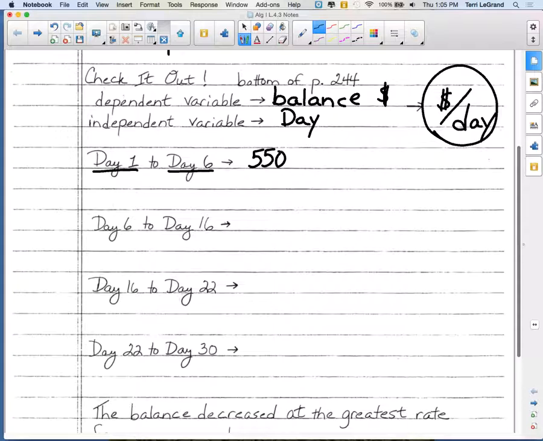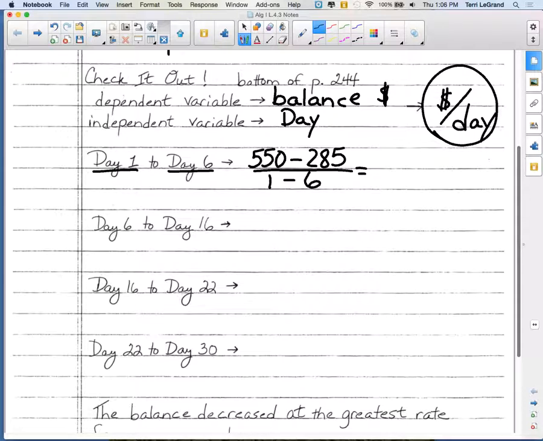550, okay? Subtract, what's the balance on day 6? 285, okay? You can leave the labels out of this work. We're just finding how much did it change. How much did that bank balance change from day 1 to day 6? Well, it started at 550, it's now at 285. Day 1, take away day 6 downstairs, the number of days.